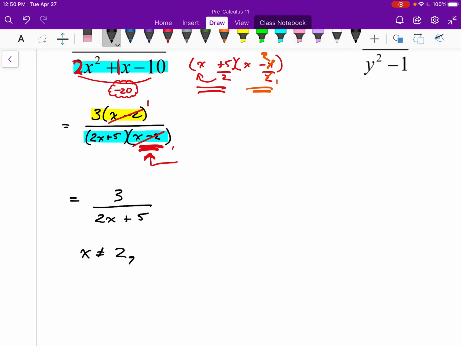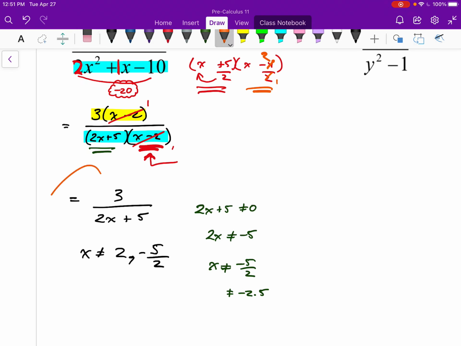But another one comes from this factor right here of 2x plus 5. 2x plus 5 cannot equal 0. So if I subtract 5 from both sides, that means 2x cannot equal negative 5. If I divide both sides by 2, that means x cannot equal negative 5 over 2, which is the same as negative 2.5. And so that's another restriction. x cannot equal 2, and also x cannot equal negative 5 halves, or negative 2.5. I'm going to put negative 5 halves because we're dealing with fractions anyway, so why avoid them? And there's my answer, the simplified expression and the restrictions.